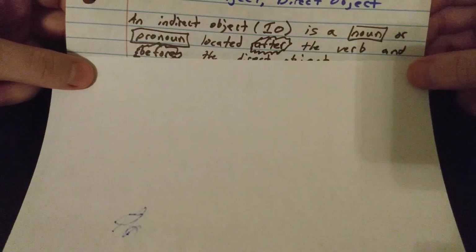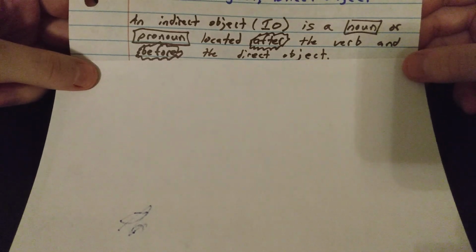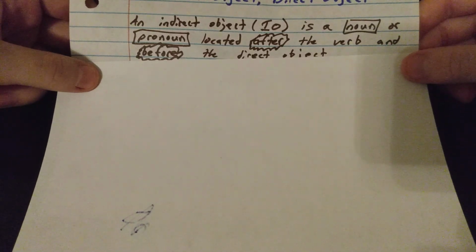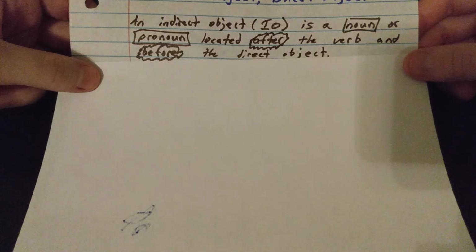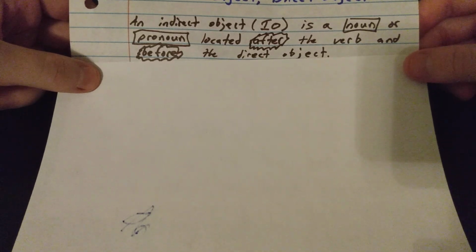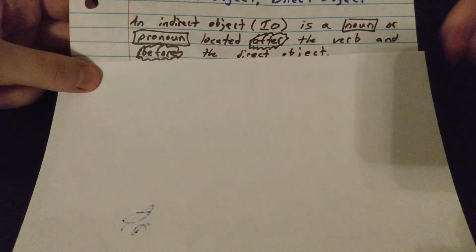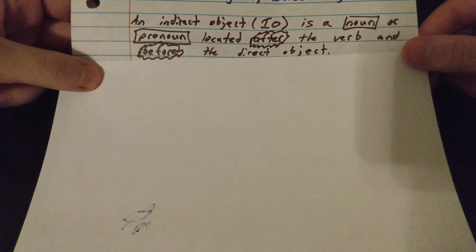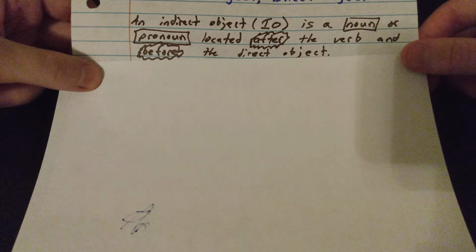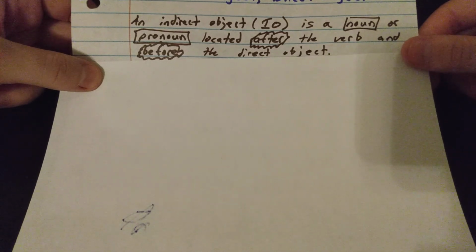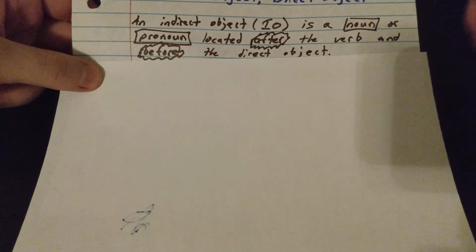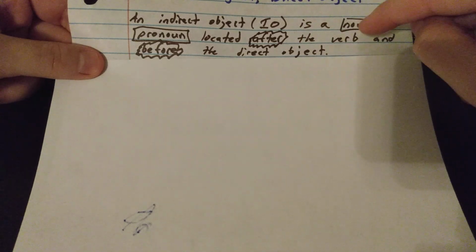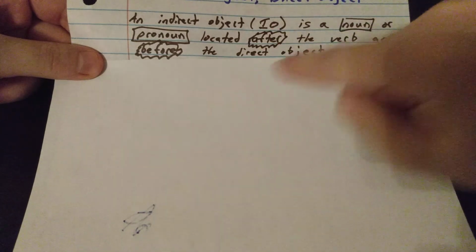All right, so this is what an indirect object is. First of all, an indirect object, which is labeled as IO, is a noun or a pronoun. So whenever you look at a sentence and you're trying to find the indirect object, it has to be a noun or a pronoun. If it is a verb, you know it's not an indirect object because verbs are not an object. Remember, indirect objects are nouns. That's what they are. Okay? And how you find them is that they are located after the verb and before the direct object.